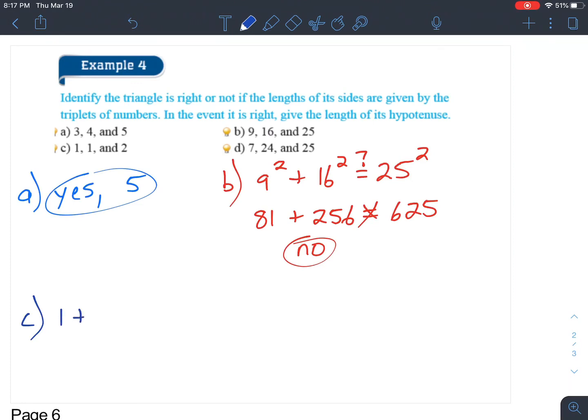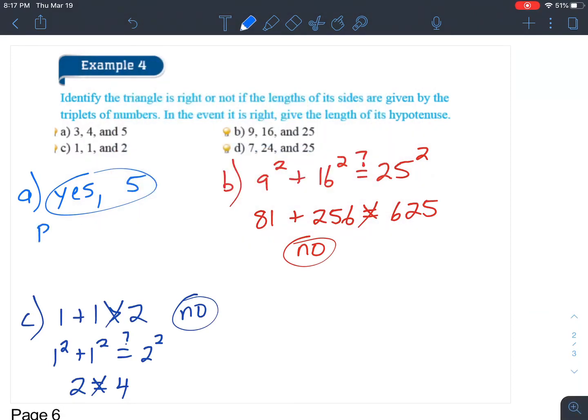All right, for C, there's 2 ways that we could show that this is not going to work. The first way, that triangle inequality theorem, 1 plus 1 is not greater than 2. So because of that, I automatically know that the answer is no. But if you wanted, you could also go ahead and put it into the Pythagorean theorem, does 1 squared plus 1 squared equal 2 squared? What we're going to find is we get 2 and 4, and those don't work. So that's another reason why it cannot be a right triangle.